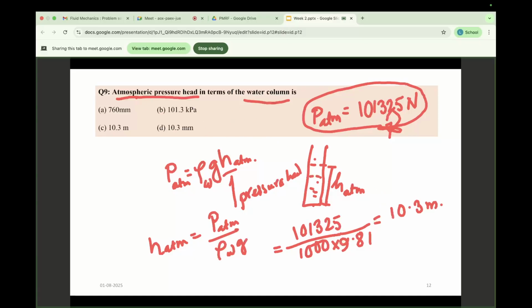If the same question is asked for mercury column, then you just have to change this value to 13.6 into 1000, because as we know the density of mercury is 13.6 times that of water. So that is the difference. Is it clear? Yes or no?